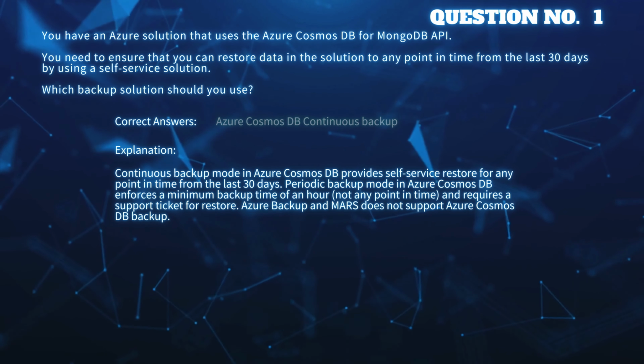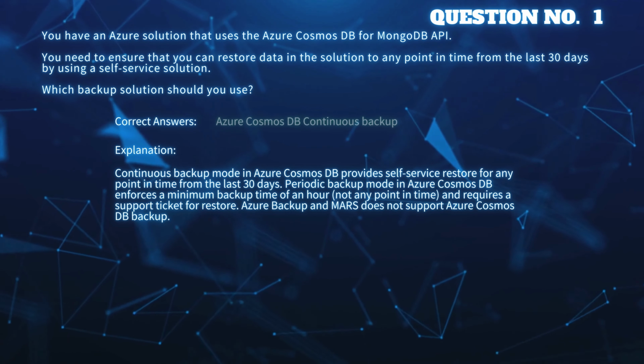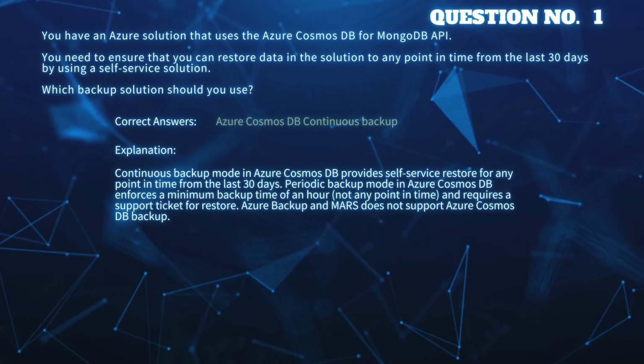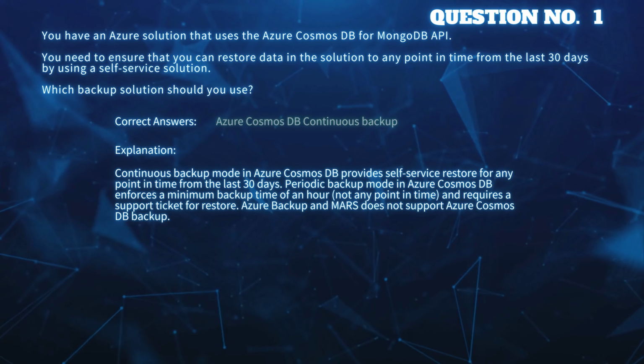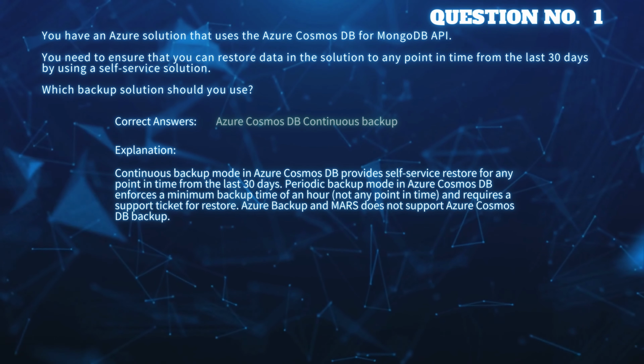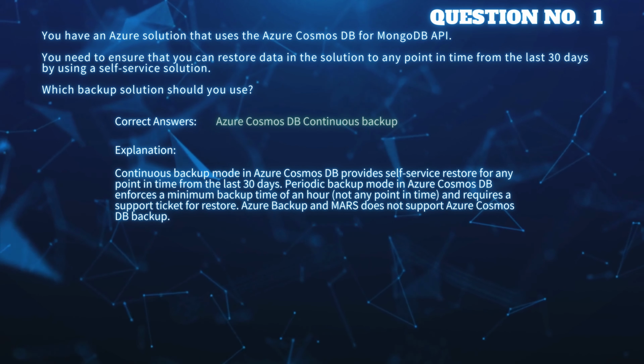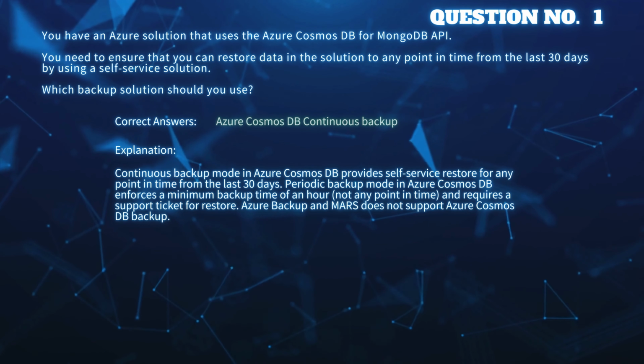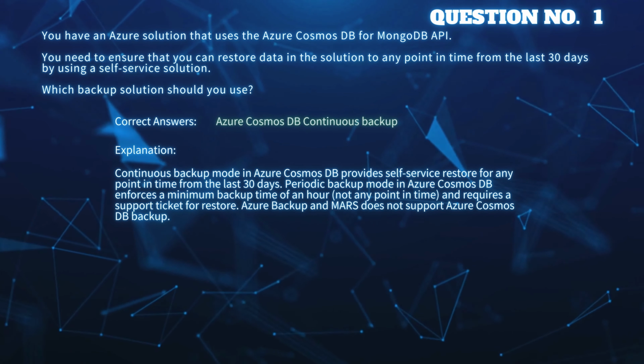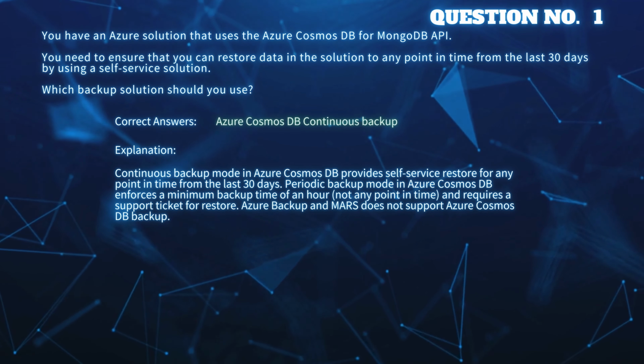Explanation: Continuous backup mode in Azure Cosmos DB provides self-service restore for any point in time from the last 30 days. Periodic backup mode in Azure Cosmos DB enforces a minimum backup time of an hour, not any point in time, and requires a support ticket for restore. Azure Backup and MARS do not support Azure Cosmos DB Backup.